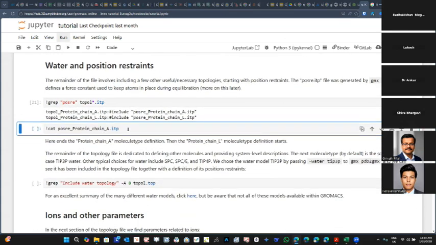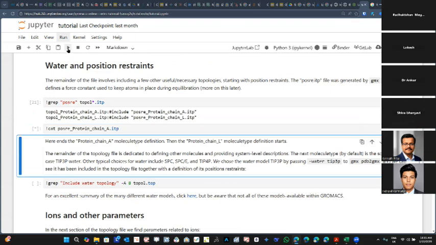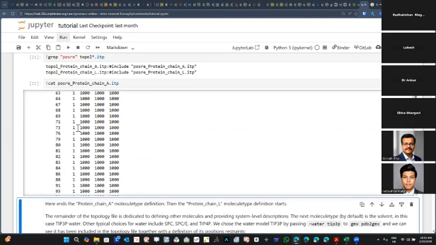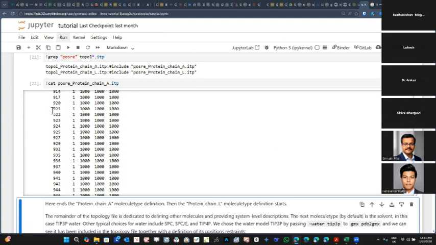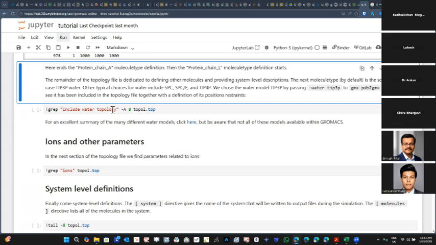These are the two which are posre. These files are there, which I showed you earlier. I want to see what is there in the posre, which again tells you for each atom, I'm trying to define the equal forces. If I change these forces, then it will try to push the positions of those atoms. So these are something more advanced MD, which I'm not going to evaluate right now.